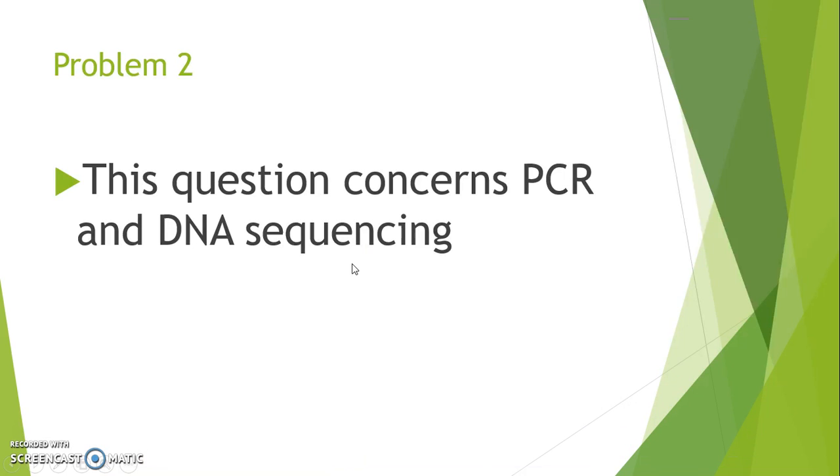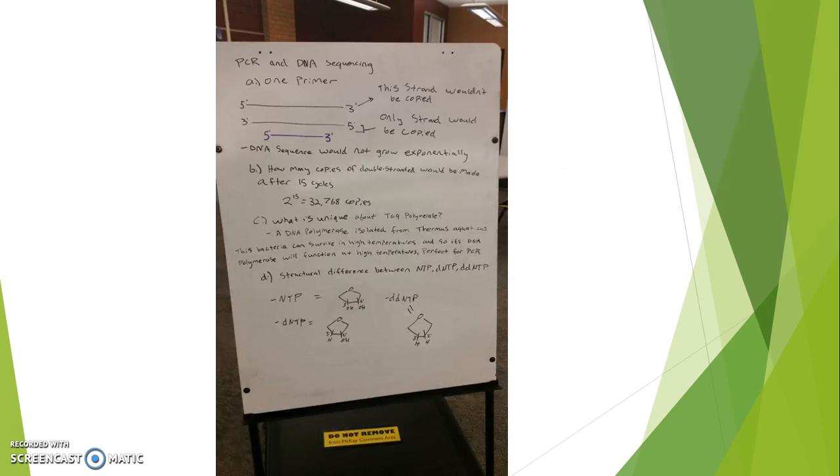Problem 2 has questions concerning DNA, PCR, and DNA sequencing. For problem 1, if you have 1 primer, what would be the problem with that? If you only have 1 primer, here's your DNA strand from 5 to 3 prime and then 5 to 3 prime. If you only have 1 primer indicated right here in the purple, then only this strand would be copied.